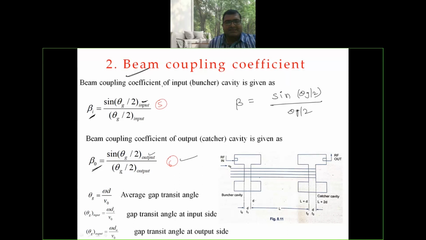Theta z is equal to omega d by v naught, average gap transit angle. Here, small d is the gap spacing in the cavity, and if it is the buncher cavity, then it is di, and if it is catcher cavity, then it is d naught.